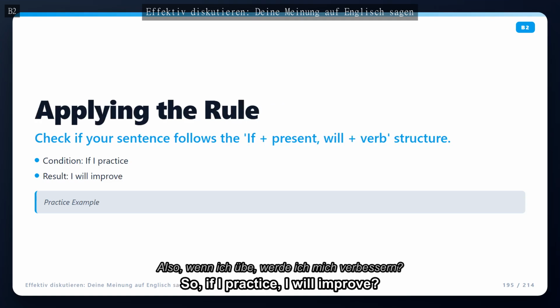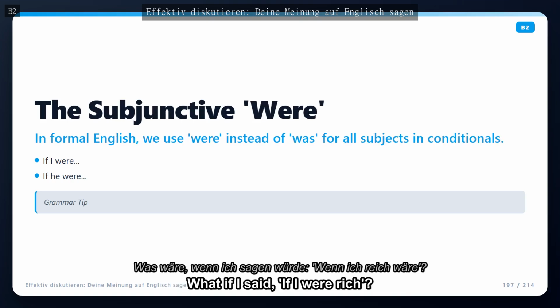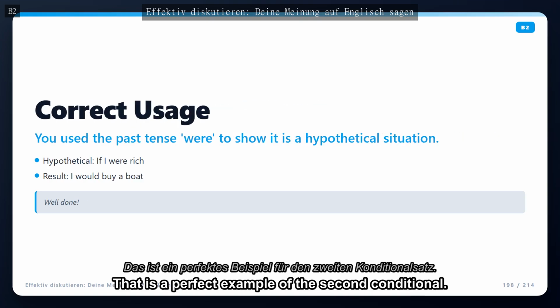So, if I practice, I will improve. Exactly. Now, let's try the second type. What if I said, if I were rich? That is a perfect example of the second conditional.